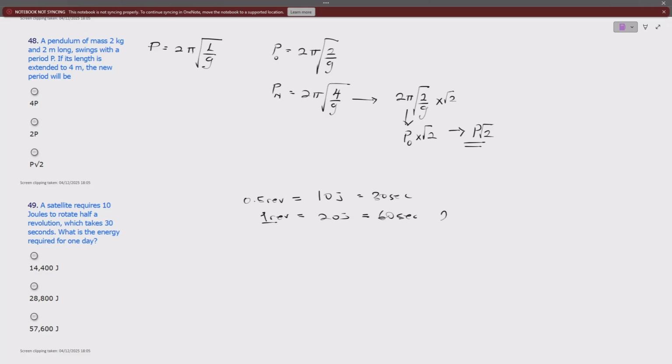So you have to convert 24 hours into seconds. That is going to give you 60 times 60 times 24. In the whole 24 hours, we have 86,400 seconds.